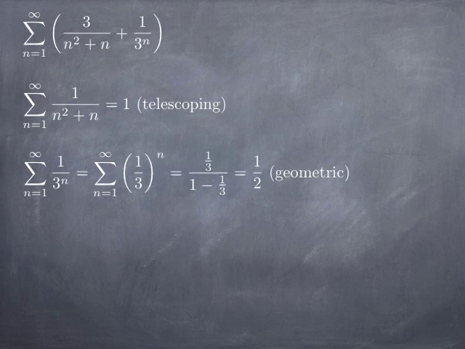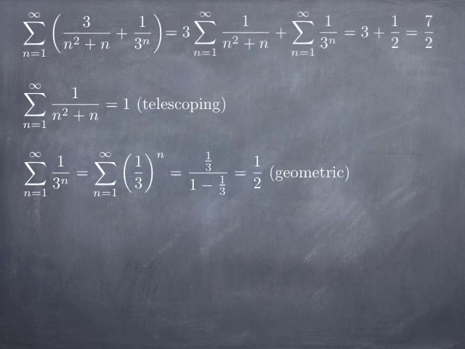But now we know that these two series are both convergent. So the series of 3 over n squared plus n is going to be 3 times the sum of the series of 1 over n squared plus n, so that's going to be 3. And our series is really 3 times the series of 1 over n squared plus n plus the series of 1 over 3 to the n, so that is 3 plus 1/2, which is 7/2.